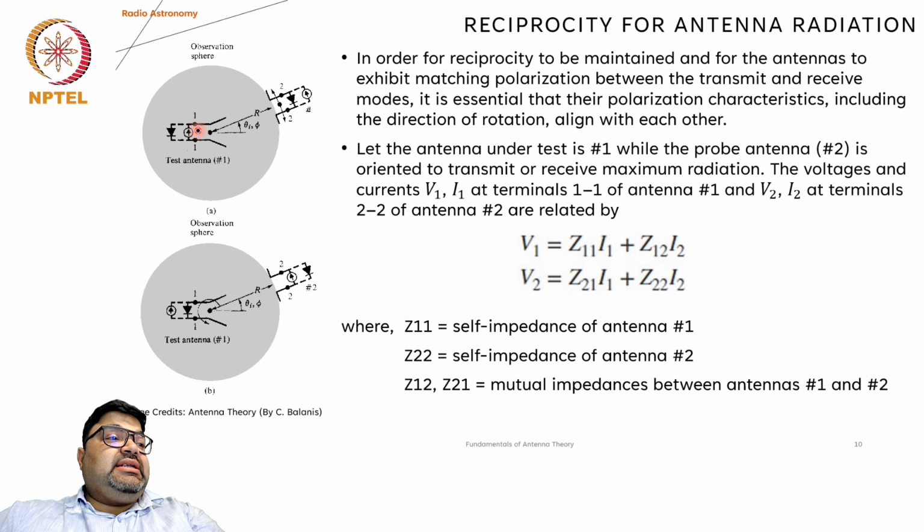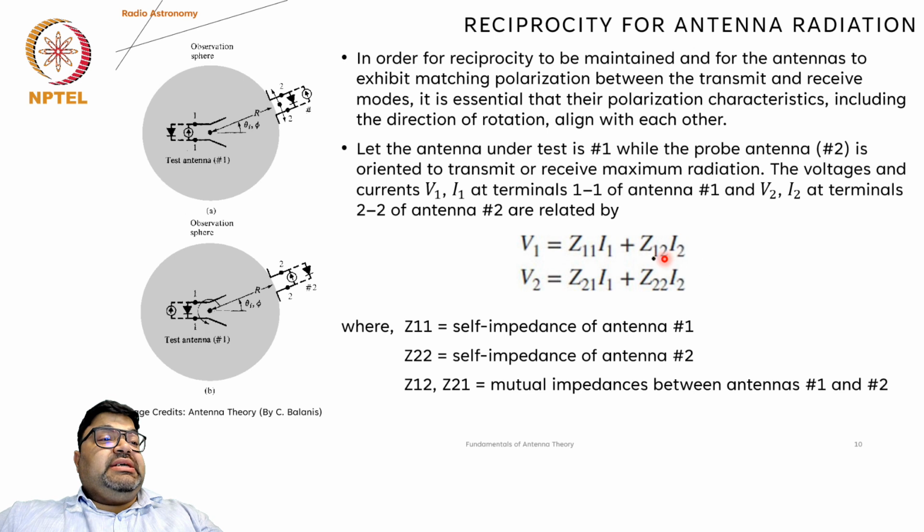Current flowing through antenna 1 is I1 and its self-impedance is Z11. Current flowing through antenna 2, the probe, is I2 and its self-impedance is Z22. The mutual impedances between 1, 2 and 2, 1 are Z12 and Z21.